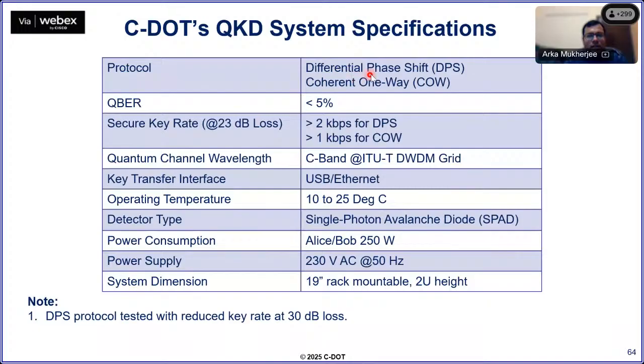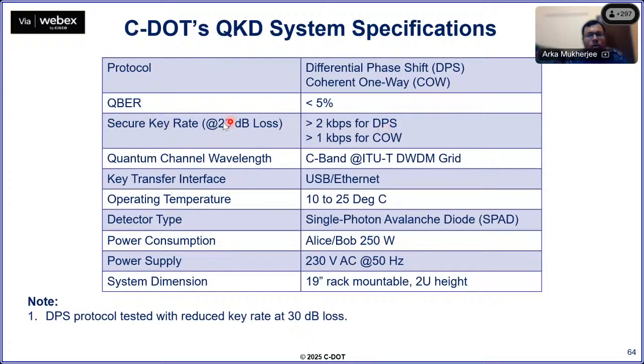So as I told you, there are two protocols: differential phase shift and coherent one-way. QBER threshold is 5%, and we support 2 kbps key rate for differential phase shift and 1 kbps key rate for coherent one-way. Now you may ask why the key rate for coherent one-way is less. You know that for coherent one-way, only one detector is being used for key generation. One detector is being used for eavesdropping detection, and for DPS both the detectors contribute to your key generation. So the protocol is designed in such a way that for a given loss, in DPS the key rate will be double.